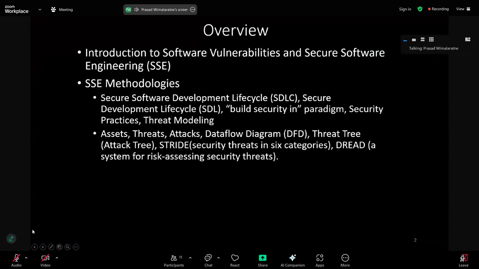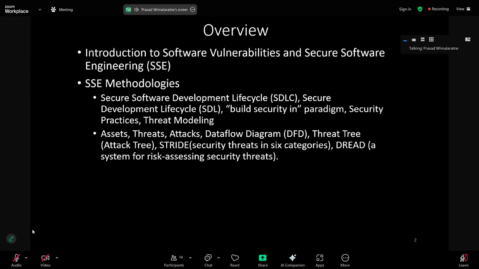So if you look at the overview content, there are quite a few areas that we will touch upon and go into detail in some of the areas. So the first session today is about having an introduction. Of course, we'll talk about the rubric and the overall content very briefly, and then we will go into the software vulnerabilities and secure software engineering domain as an introductory section, if you're not already exposed to secure software engineering kind of areas.